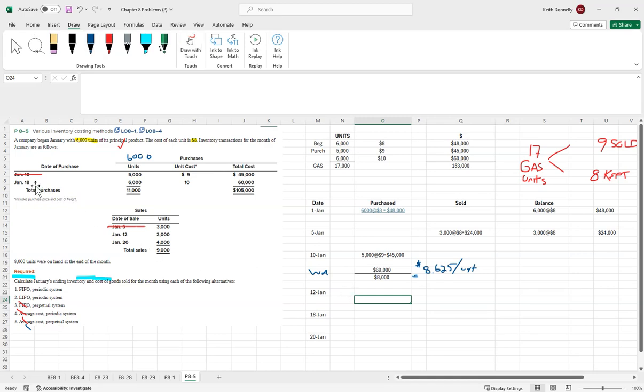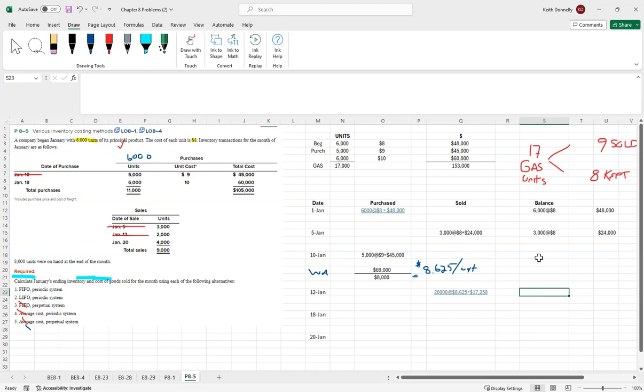So next up is January 12th. Going into that, we sold 2,000 units at $8.625. That is to say, the weighted average at that point in time. You do the math on that, it's $17,250.